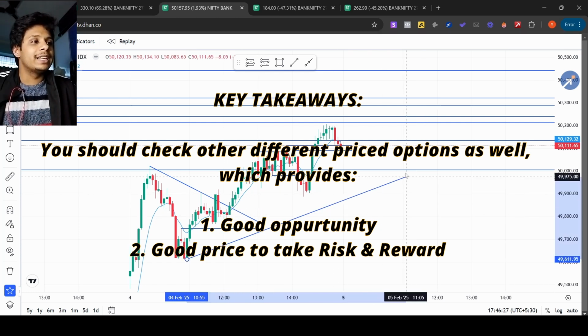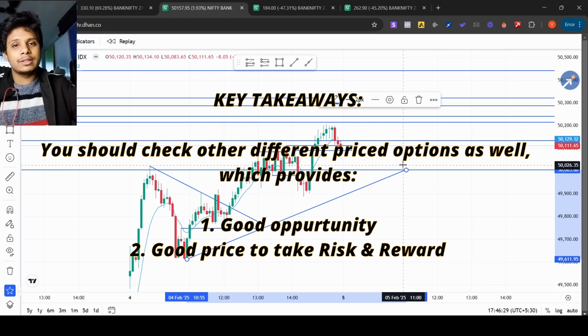And there will be key takeaways as well, so make sure to take a quick glance over them.